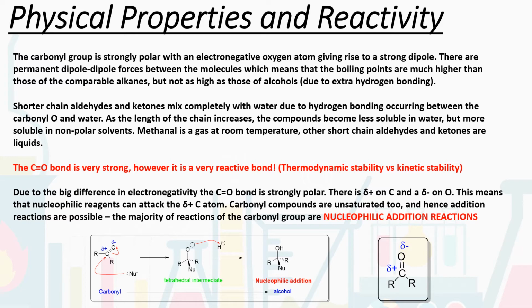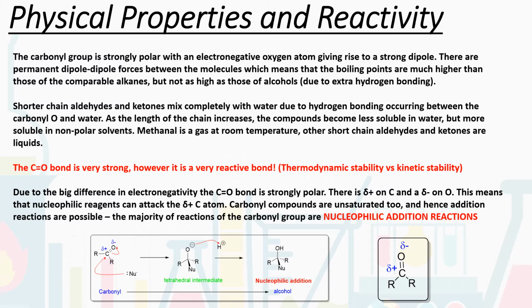Now, as the length of the chain increases, the compounds become less and less soluble in water. That's because the non-polar part of the molecule, the carbon part of the molecule, starts to become bigger and bigger, and it dwarfs and overpowers the polar part of the molecule. And so longer chain ones are more soluble in non-polar solvents. Now, methanal, the simplest aldehyde, is a gas at room temperature. Other short chain aldehydes and ketones are liquids, simply because as we get longer chains and bigger molecules, we have greater van der Waals forces, and the intermolecular forces increase.